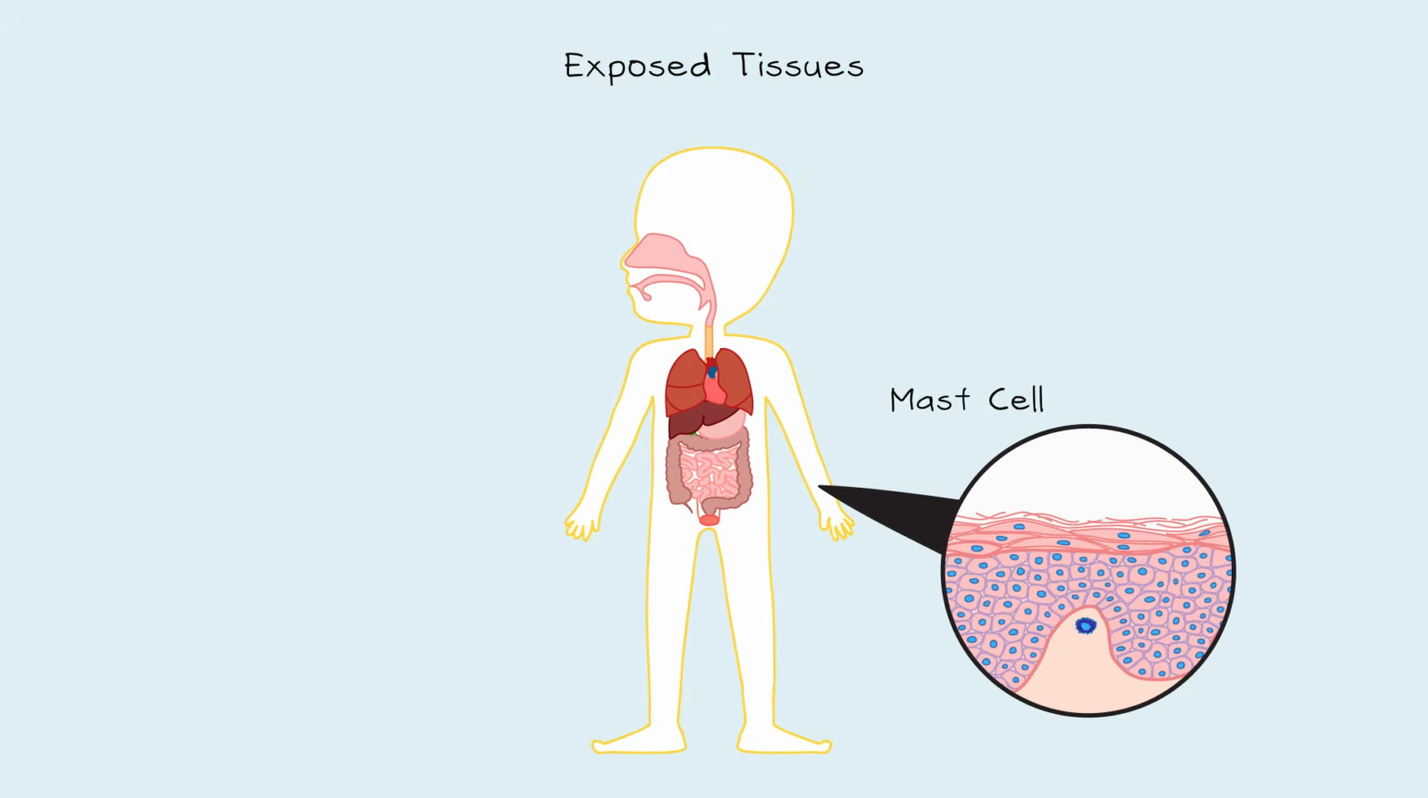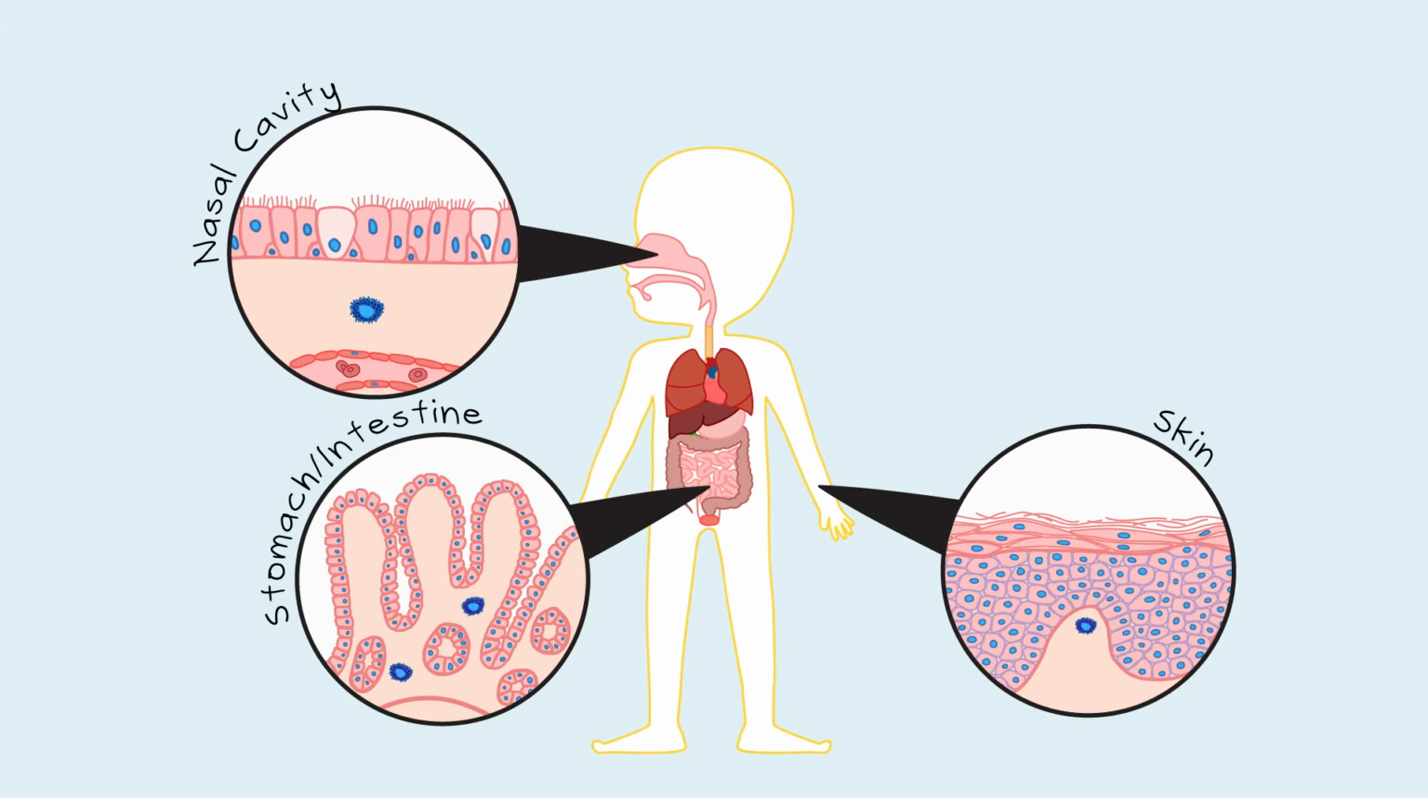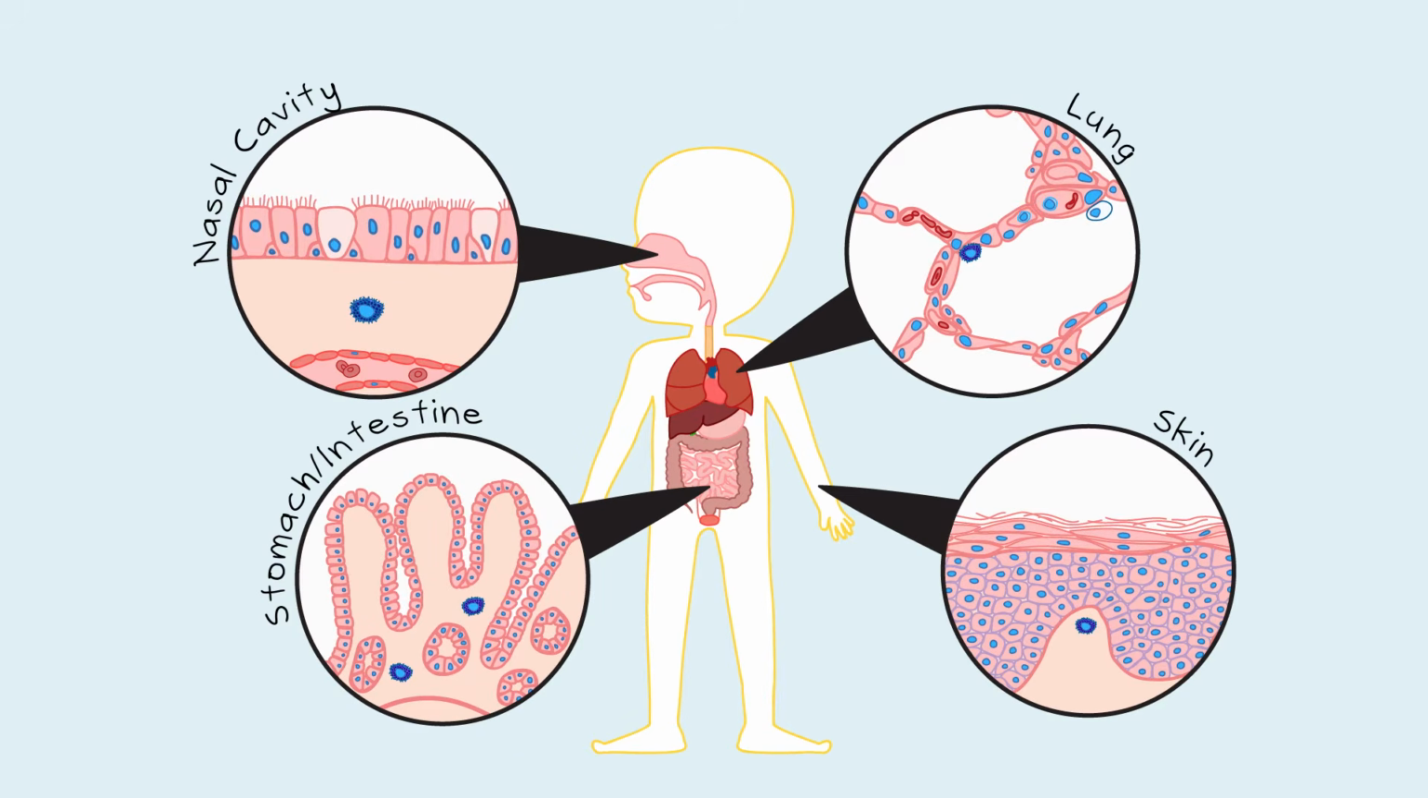Mast cells line the tissues exposed to the outside world. They lie under the surface layer of cells in the skin, nasal cavity, stomach, intestines, and lungs. Mast cells also surround blood vessels and nerves.